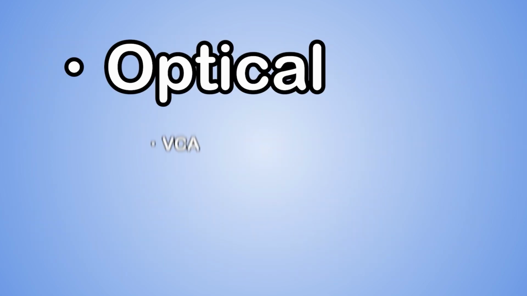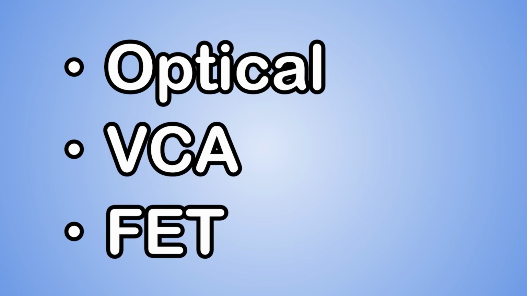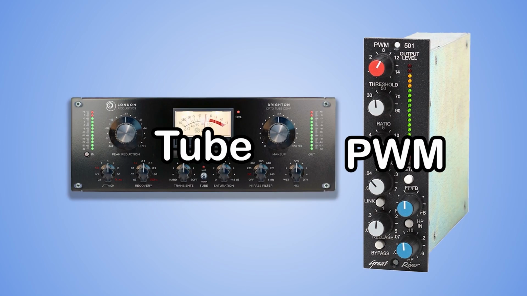There's just various types of compressors. We'll be looking at optical, VCA, and FET. So don't FET. Get it? There's also a bunch of other ones, but we'll take a look at them next time. The ones we just saw in that montage were optical compressors.